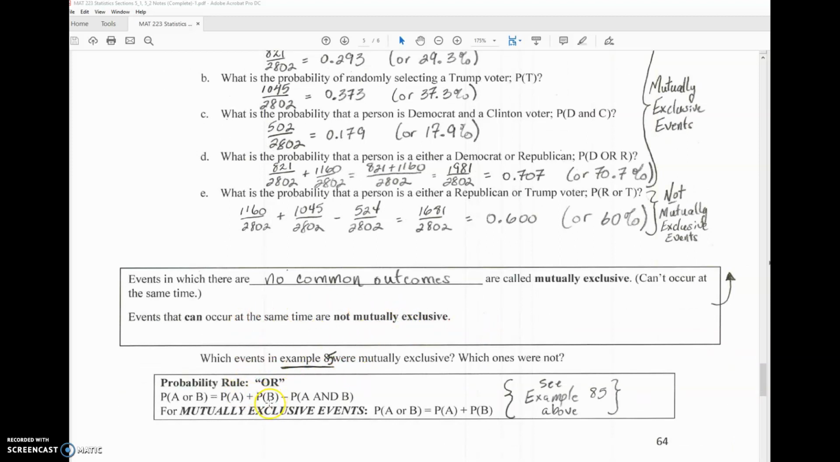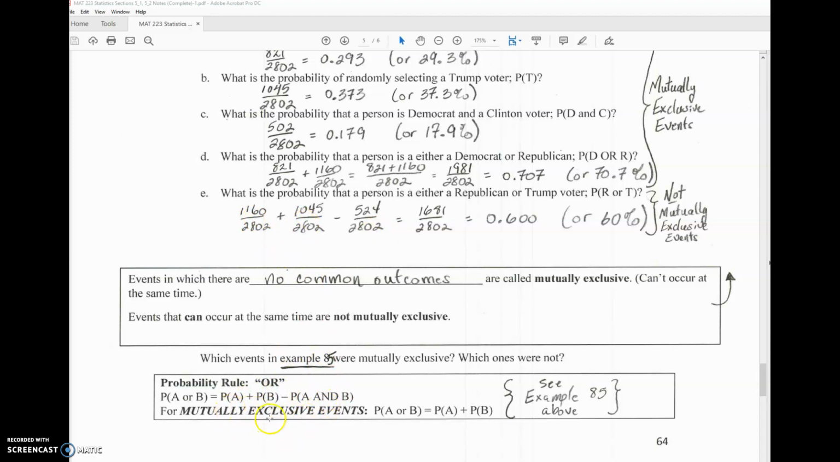So when I'm doing an OR rule, if I want to come up with a probability rule for OR, I'm going to add the probability for A, like I did here, and add the probability for B. In this case, A is R for Republican, B is T for Trump. But then I had to subtract out where they intersected, the "and" part, Republican and Trump, because I counted it twice by counting it in these first two probabilities.